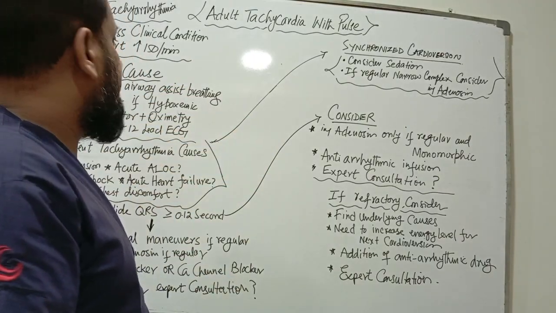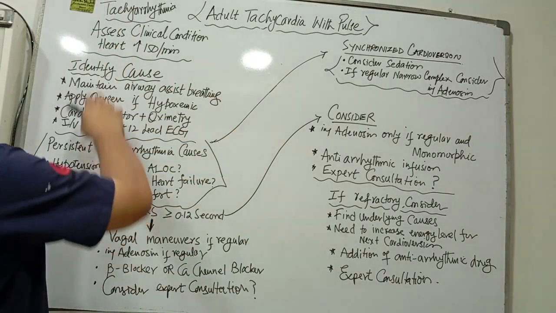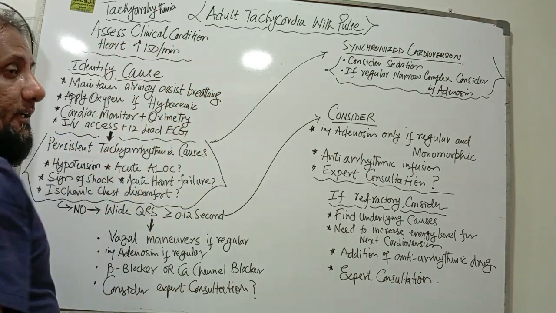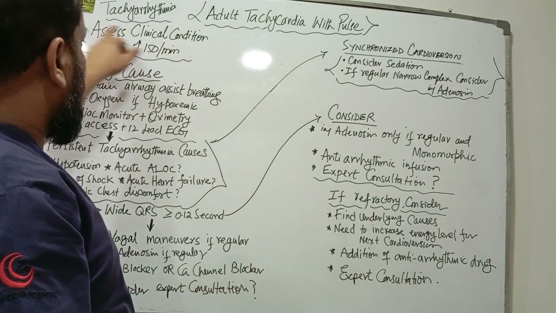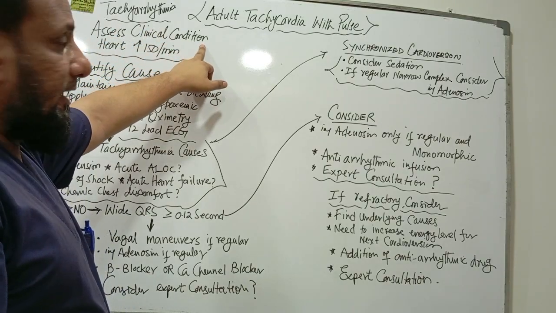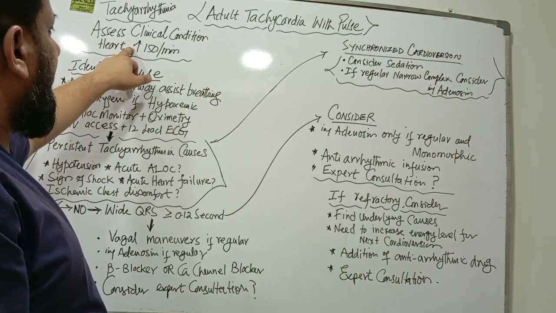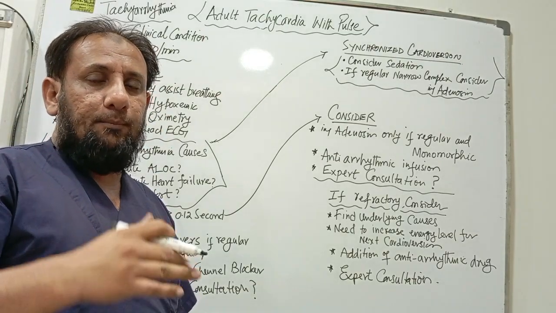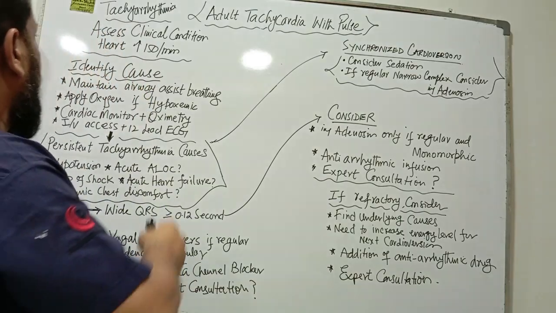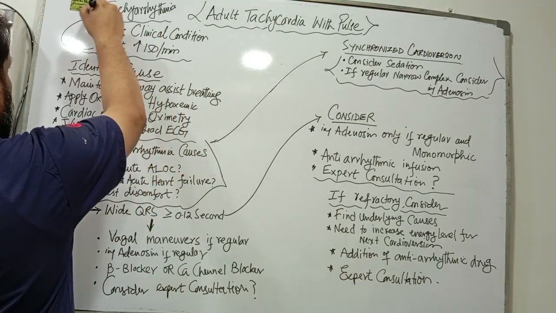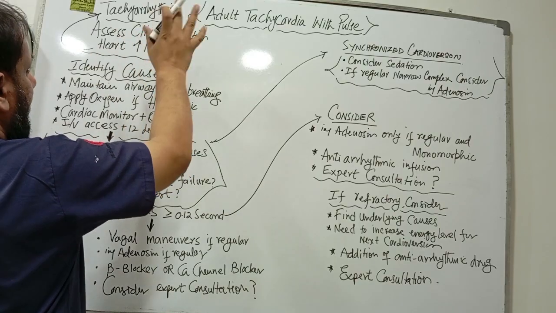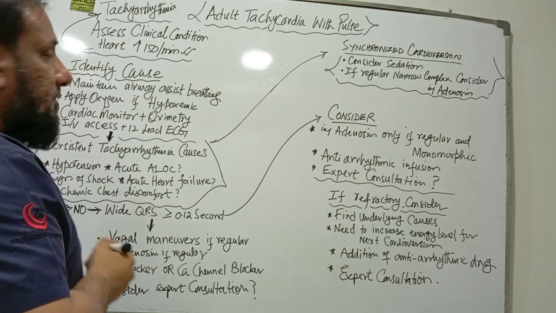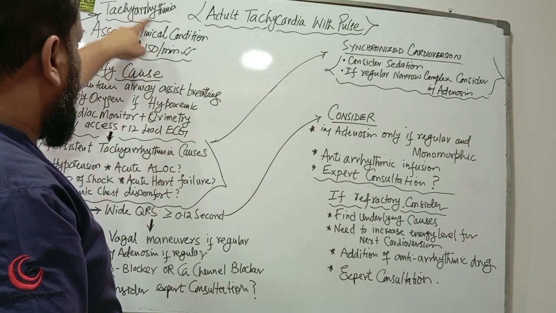So what will we do? We will first assess the clinical condition of the patient. First thing we will do is assess the clinical condition of the patient and check the heart rate. If the heart rate is more than 150, this is called tachyarrhythmia.